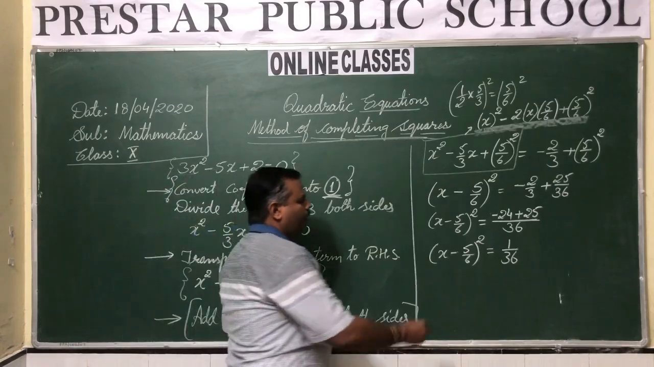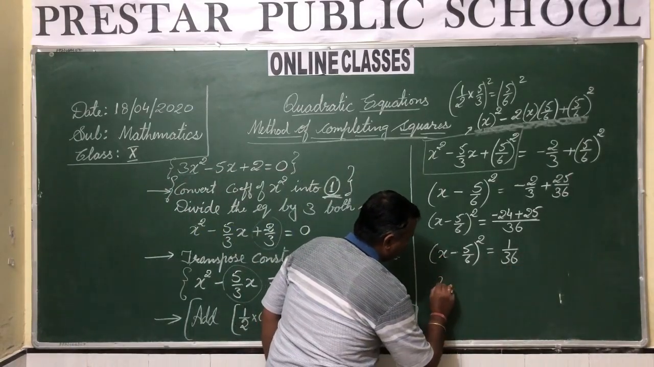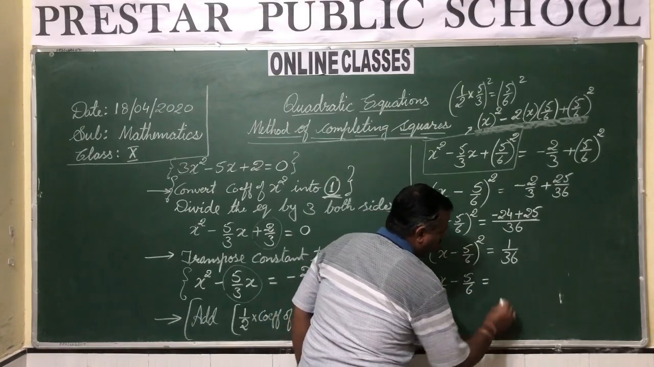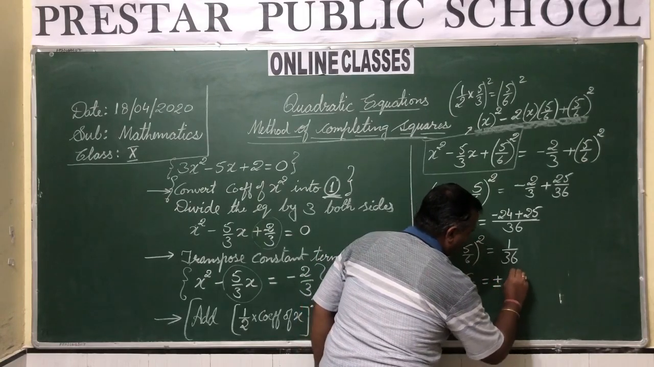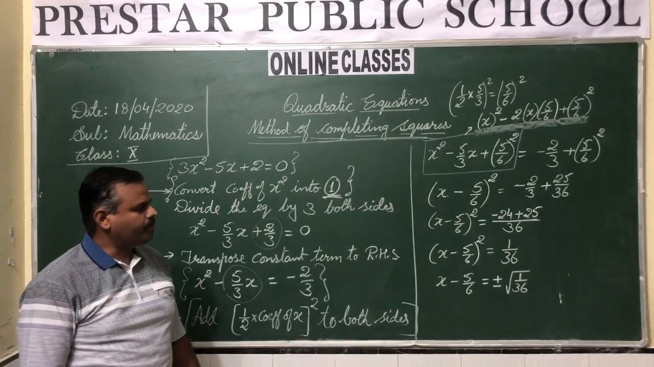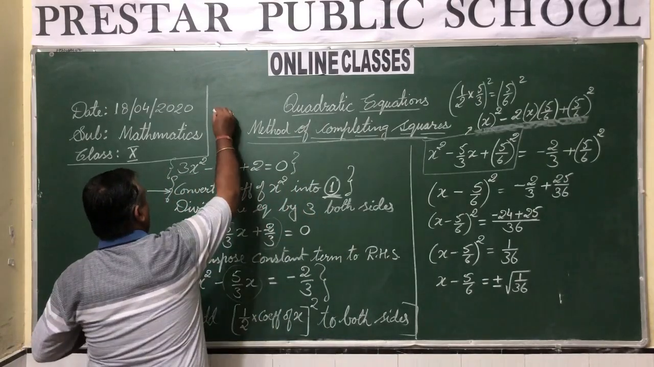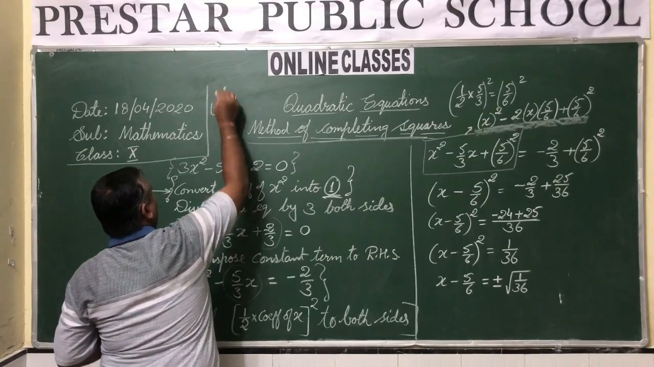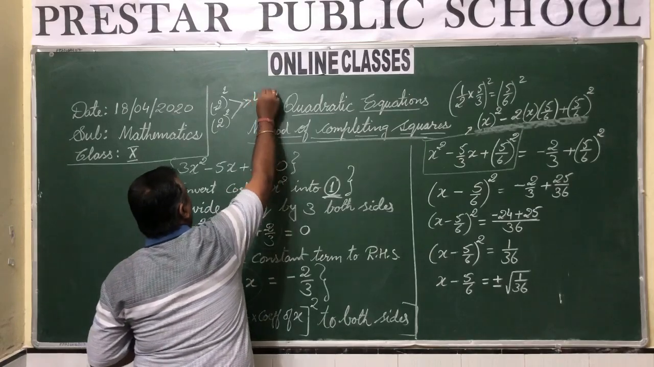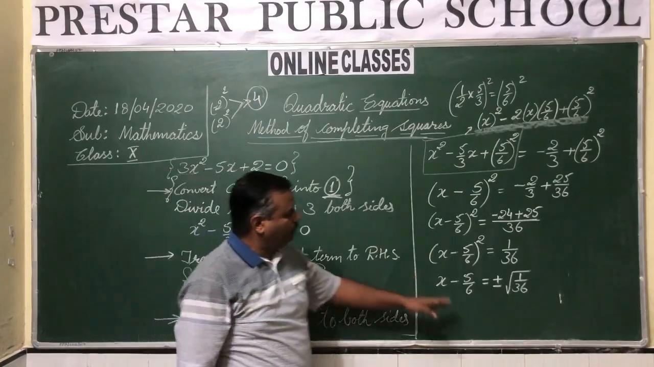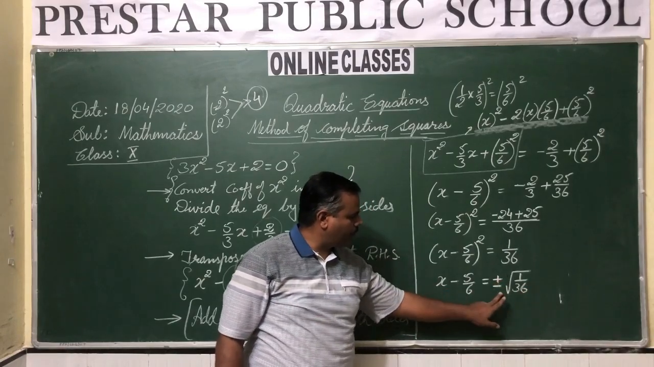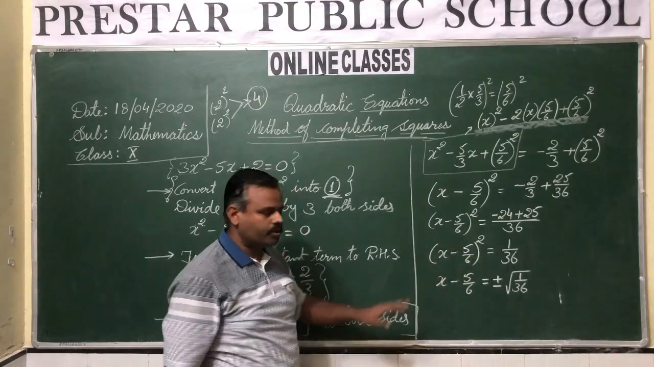Now the same can be written as x minus 5 upon 6 equals plus minus the square root of 1 upon 36. Why plus minus? Because whether it is the square of minus 2 or the square of 2, both are equal to 4. Same here: when we take the square root and square it with a plus or minus sign, it will be equal to the whole square.